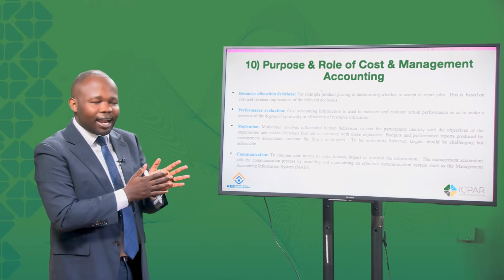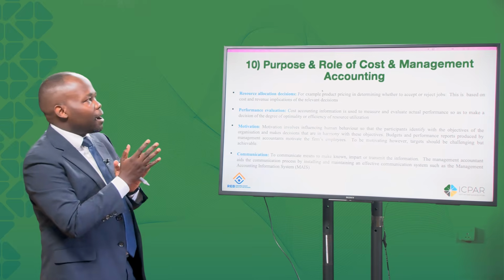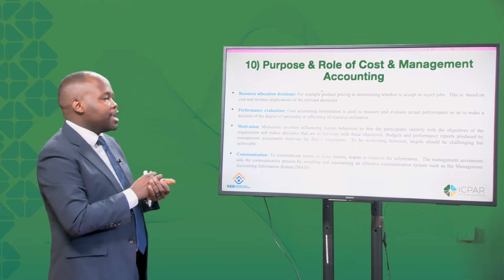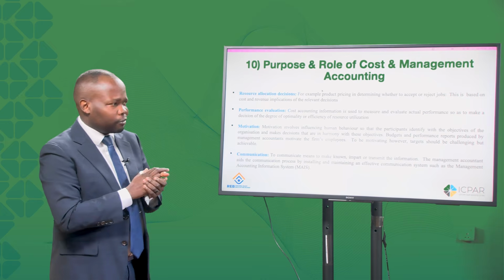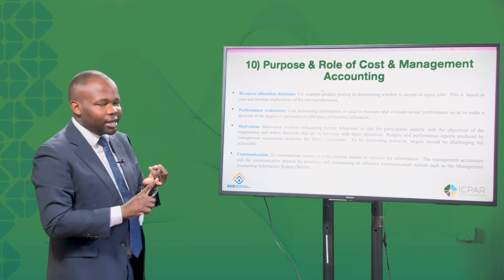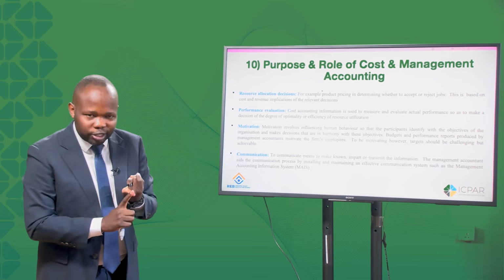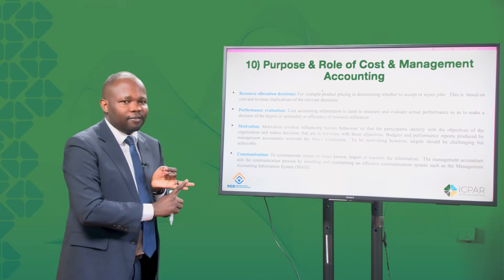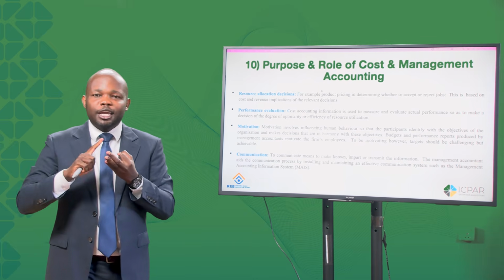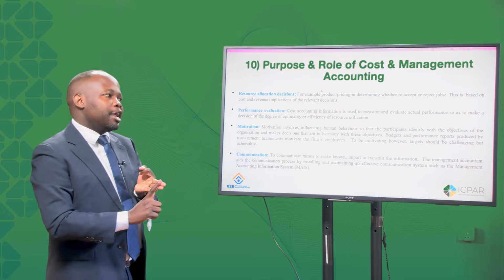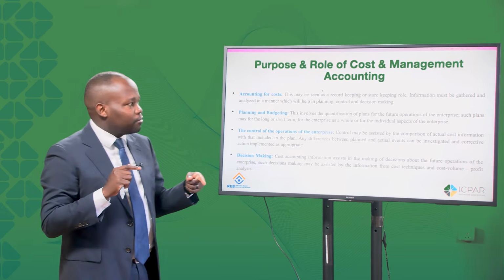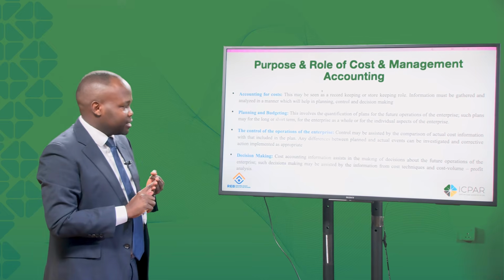Finally, in our last item, we are looking at purpose and role of cost and management accounting, and we have 8 purposes of the role of cost and management accounting. Number one, it helps to allocate resources of the business. Number two, it helps in performance evaluation. Number three, it helps in motivation of employees. Number four, it helps in communication of the targets of the business.